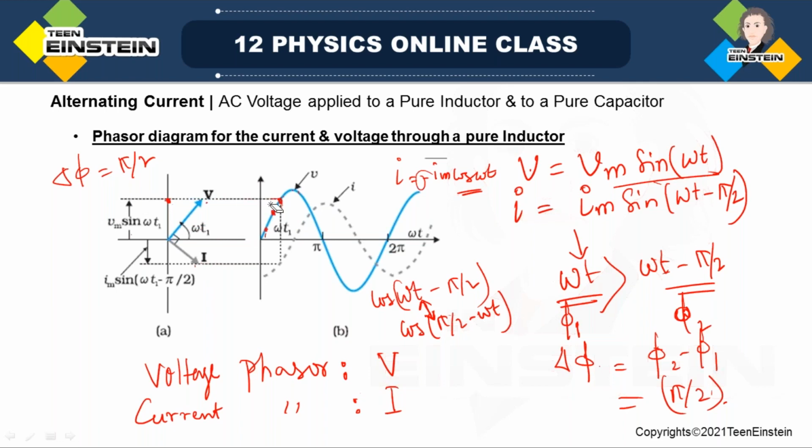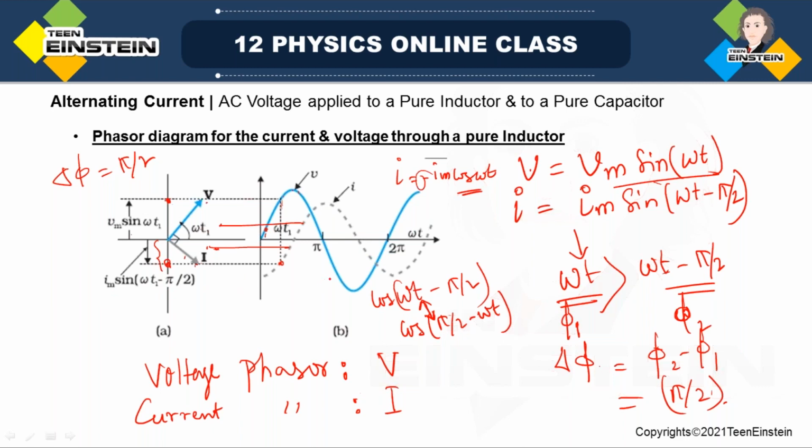Now look at the current phasor again. The current phasor can also produce a full sinusoidal current. Look here: if it goes here, the current will be here. If the current phasor is here, then the current will be here. Like this, it can produce the whole current signal. And see the projection on the vertical axis. This part is actually the instantaneous current in the circuit, so I equals Im sine omega t minus pi by 2. So this is the phasor diagram.